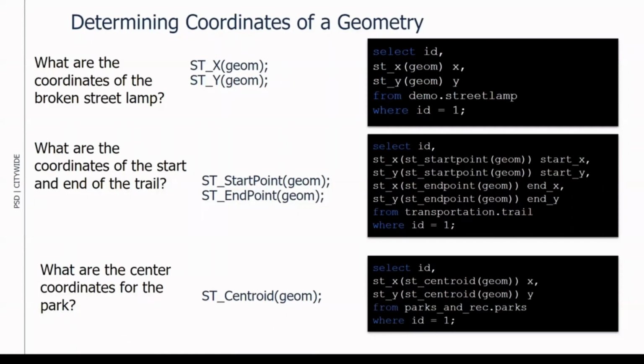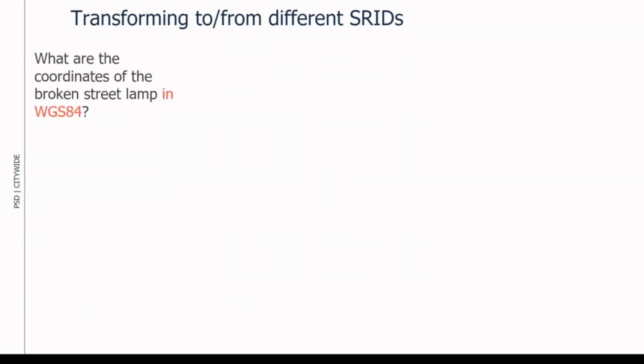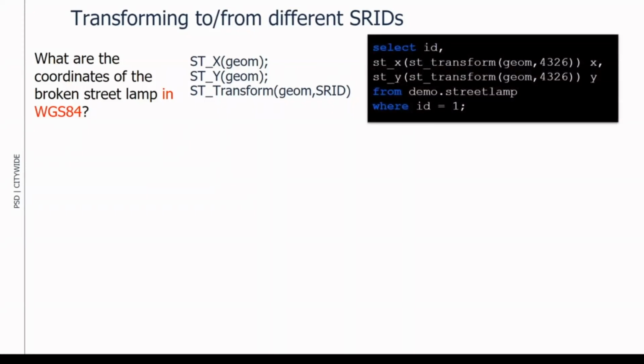But what if you want to transform this? What if the coordinate system that the layer is in is not the one you want to actually spit out? Well, fortunately, you can easily transform to and from different SRIDs within PostGIS. So you can ask the question, what are the coordinates of the broken street lamp in WGS84? And again, we're going to use ST_X and ST_Y, but you can also now use ST_Transform. And ST_Transform takes the geometry and the SRID. Right? So you can put the SRID in there. So if you want to transform it to WGS84, you can transform it to 4326. So it's as easy as that.